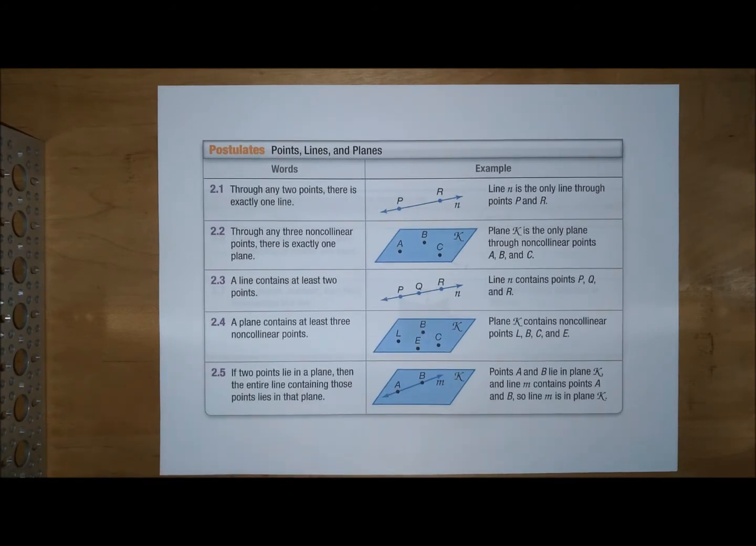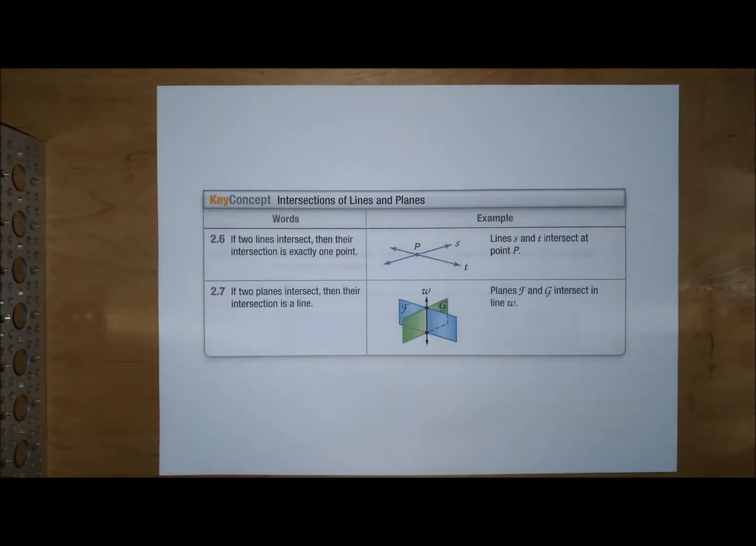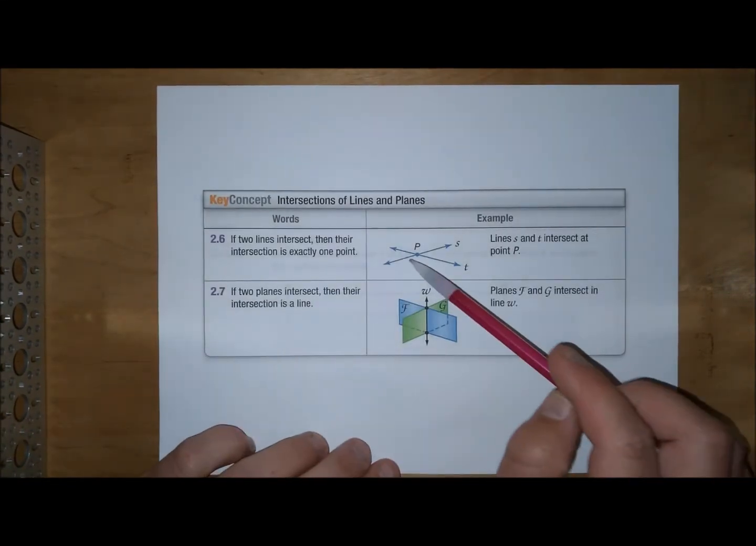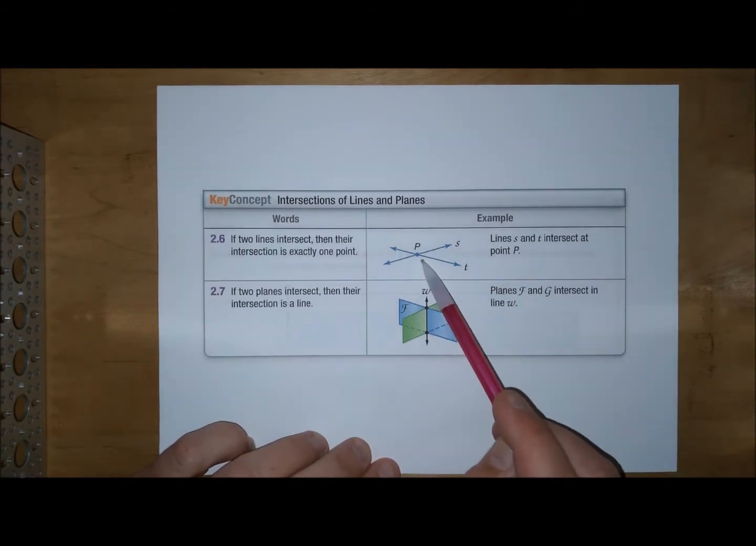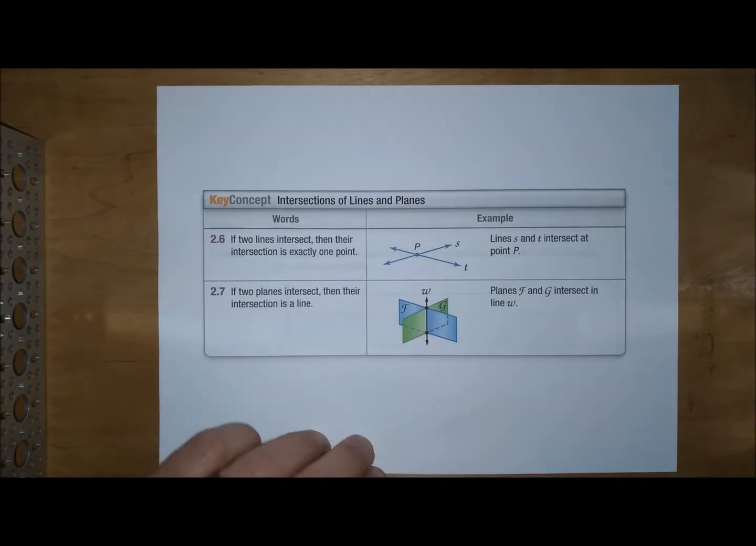And if 2 points lie in a plane, this is one that you might use probably more often than some of the others. If 2 points lie in a plane, then the entire line that those points lie on also lies in that plane. And of course, we learned that when 2 lines intersect, they form a point. And when 2 planes intersect, they form a line.